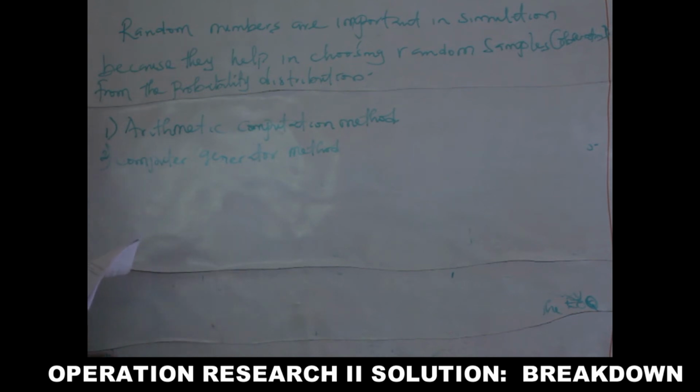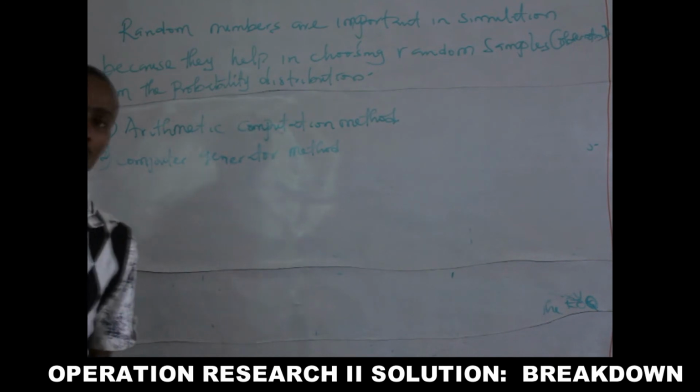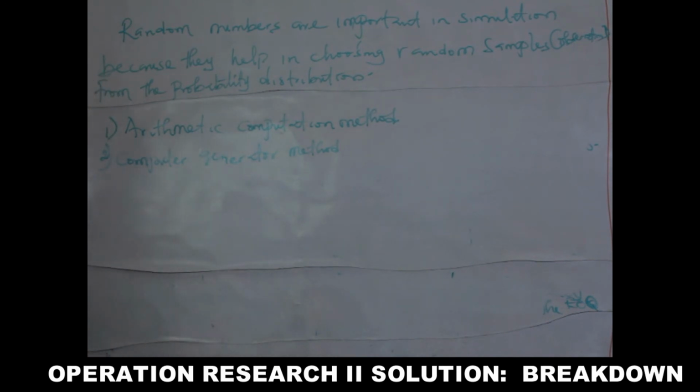This computer generator method has to do with using your computer system, using MS Access, to generate random numbers of your choice. Then the arithmetic computation method is adding 2 separate random integers to get the random number that you need to carry out the simulation.